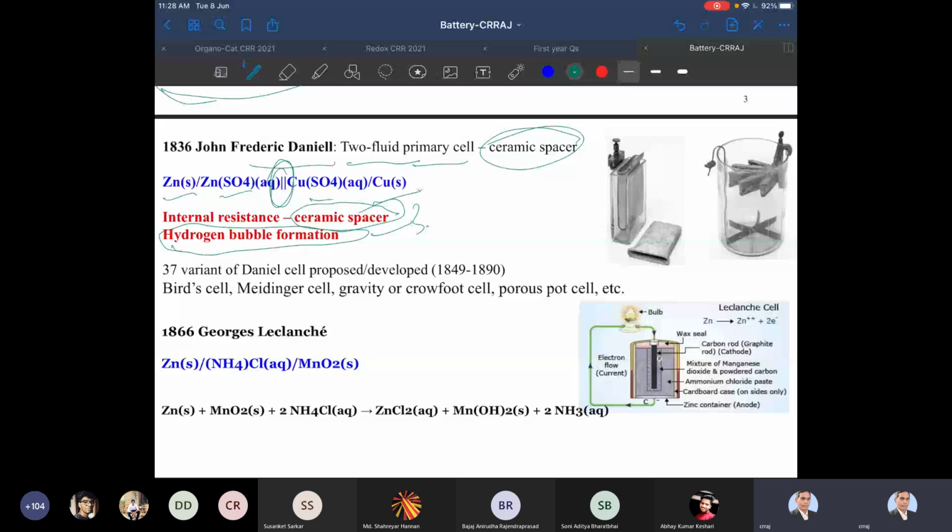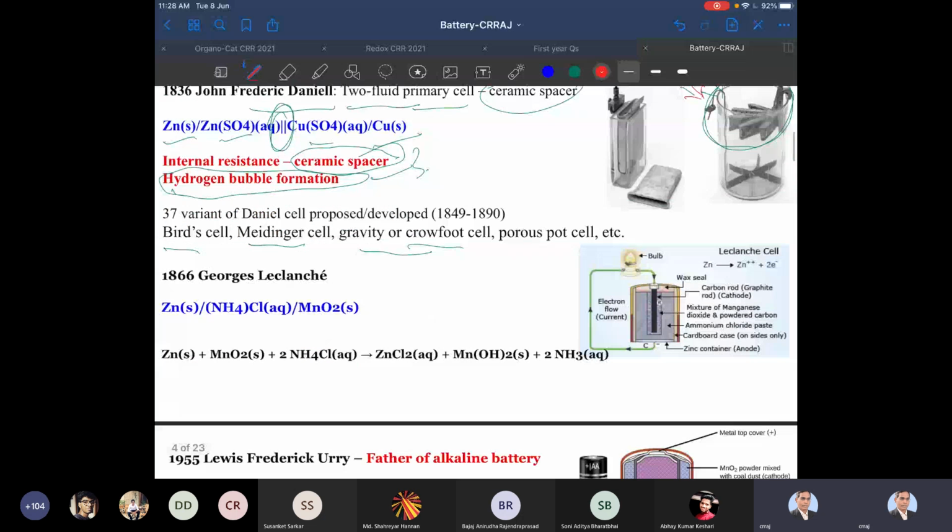In subsequent years, you may be surprised that there were 37 variants of the Daniell cell developed over maybe 40 plus years. They include the Bird cell, Meidinger cell, gravity cell, so many there. We are not going there. What I have shown here is the Bird cell, right? The crowfoot cell. This is the crowfoot cell that I have shown on the right hand side. I have marked it here. Right hand side, the crowfoot cell.